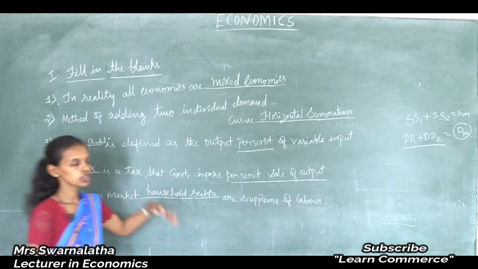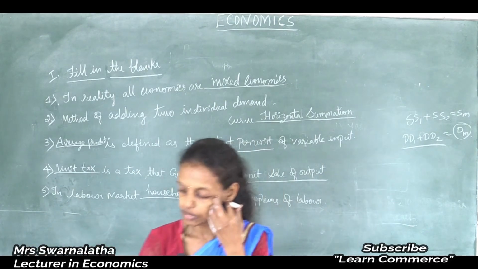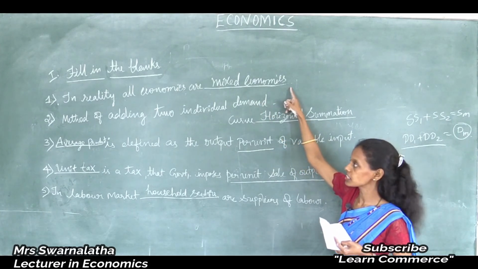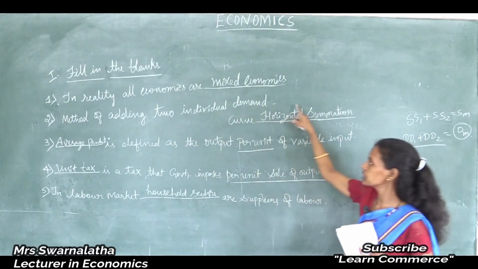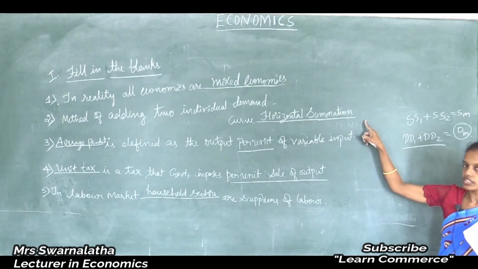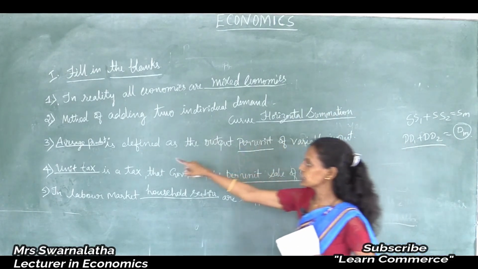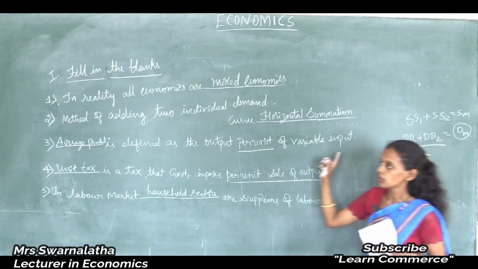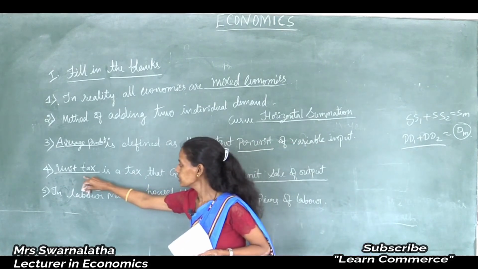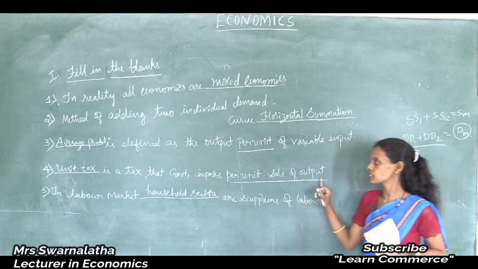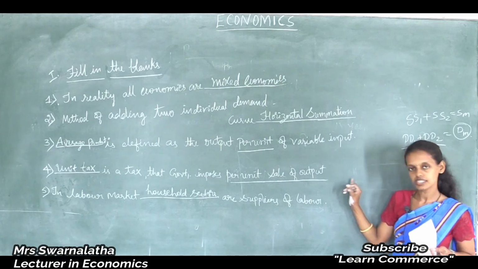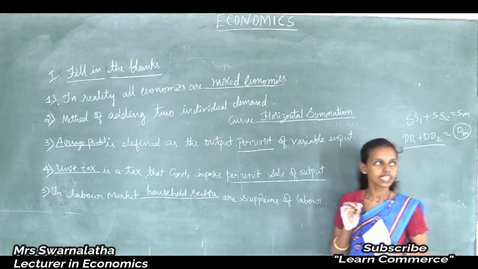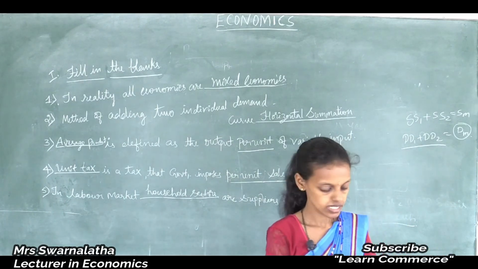This is according to the question paper of the midterm examination 2018. Very important questions. In reality all economies are dash: mixed economies. Method of adding individual demand curves is dash: horizontal summation. Dash is defined as the output per unit of variable input: average product. A unit tax is a tax that the government imposes per unit sale of output. Dash tax means unit tax. In the labor market dash are suppliers of labor: households.